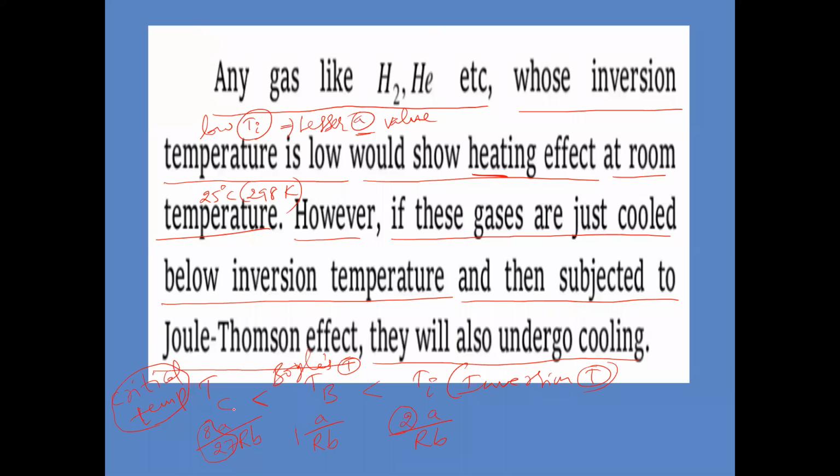So the order of magnitude of the three temperatures is TC less than TB less than TI. Is that clear? Whose magnitude is higher here? 2a by Rb, so TI has the highest value among the three: critical temperature, Boyle's temperature, and inversion temperature. These three we have to remember. In all these cases, temperature and the a value are directly proportional. Is that clear?